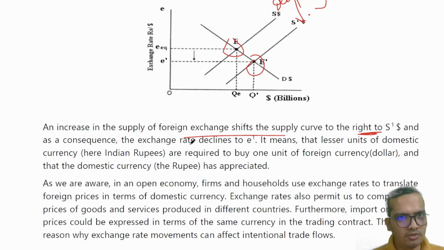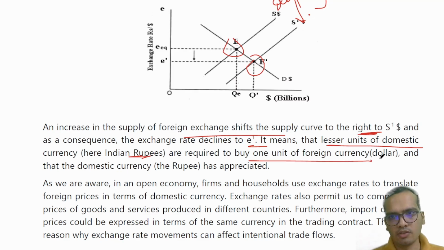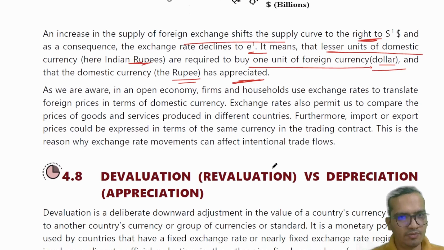and consequently the exchange rate declines to E1. ये E से E1 नीचे आया, तो इससे क्या होगा? It means that lesser units of domestic currency, here rupees, are required to buy 1 unit of foreign currency, that is dollars, and the domestic currency rupees has appreciated.